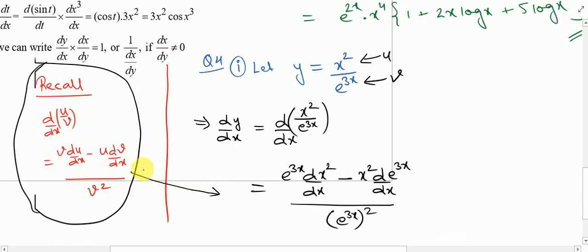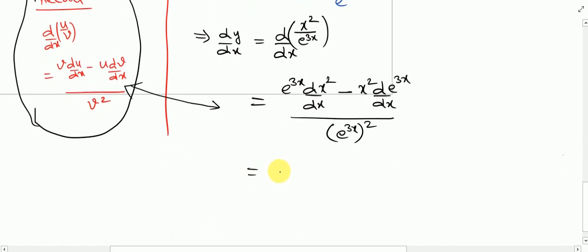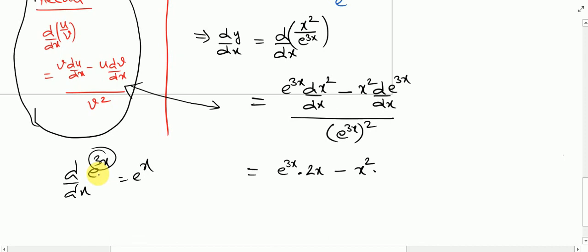So using this, now you get e to the power 3x. Now you know differentiation of x square will be 2x minus x square. Now differentiation of e to the power 3x: you know differentiation for e to the power x is e to the power x. Here you have got m, here you have 3, so you have to consider this whole thing as x. If you consider the whole thing as x, then you'll get e to the power 3x and then differentiate this 3x, so you'll get 3. And down here e to the power 3x whole square.